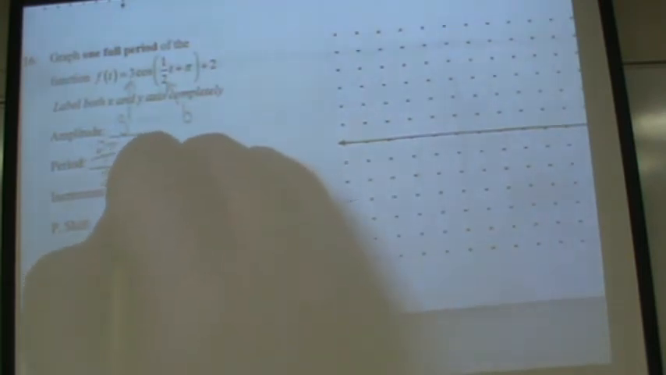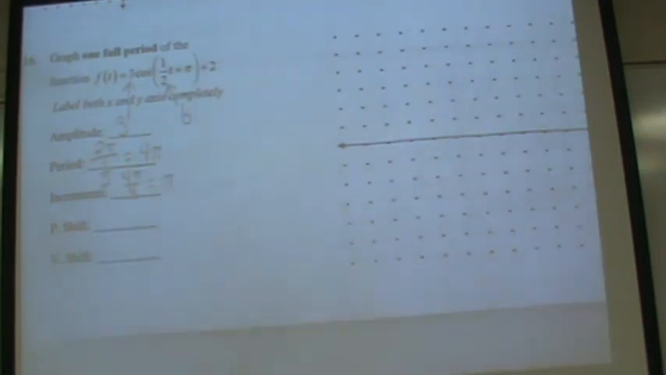So remember for sine and cosine that it's 2 pi divided by your B value, so in this case 1/2. So that's going to be like 2 pi times 2, which is going to be 4 pi. Remember that your increments are taking this new period value that you got and dividing by 4. So you're going to have 4 pi divided by 4, which is just going to give you pi.